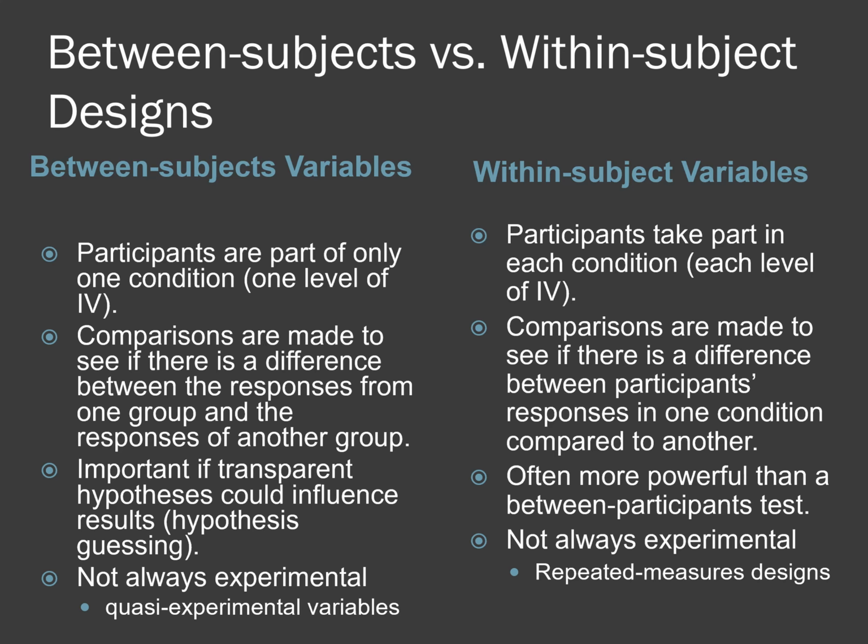All right. Within subject variables, on the other hand, are when participants take part in each condition or each level of the independent variable, and then comparisons are made within participant to see if there are differences or a change between one condition and another. These sorts of designs are often more statistically powerful than between subjects designs, so they might even be more preferred, but they can't be used in all situations. And in some situations, they might lead to problems that are called order effects or carryover effects, where being in one condition could influence your responses in a subsequent condition.